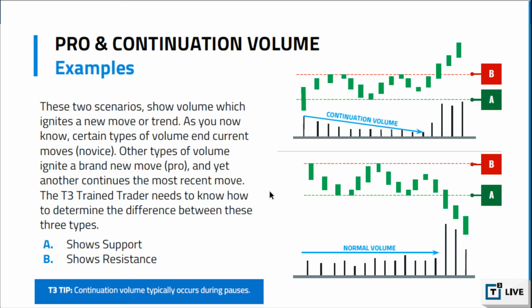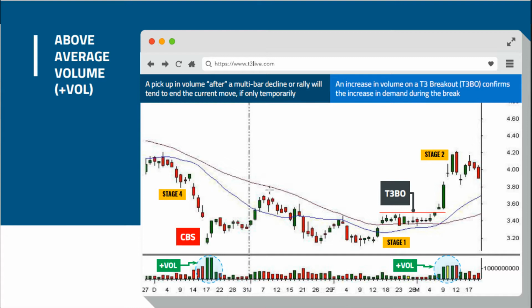Okay, so the T3 trained trader needs to know how to determine the difference between these three types. All right. We're going to look at some charts and show you the different types of volume. I'll switch on the live charts, and I'll show you maybe today's trades, today's charts, and show you volume, all kinds of volume, the three types from today's charts.